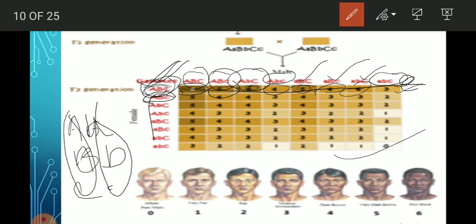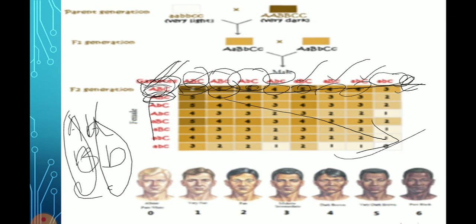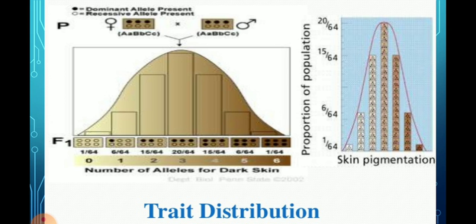So here the pigmentation is given. You can see very dark in 6-1, and as the number of dominant alleles gets lesser in number, the color becomes lighter and lighter. In the last, we can see there is no pigmentation due to no addition of dominant. Now here we can see the dominant allele is given by this black dot, and the recessive allele is represented by an empty white dot.